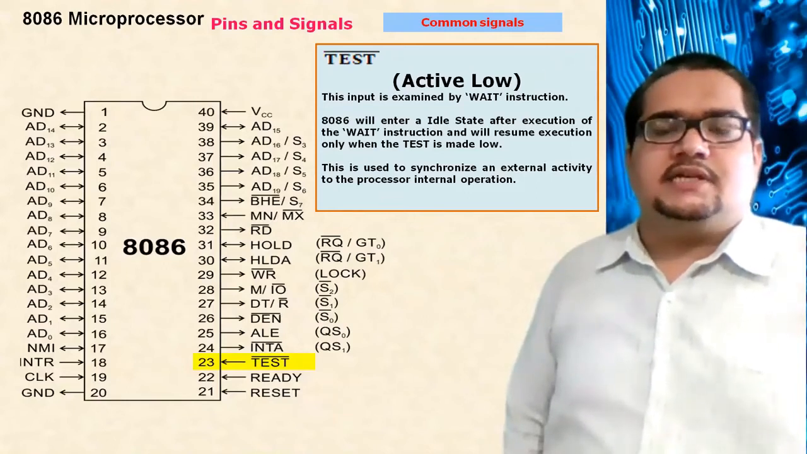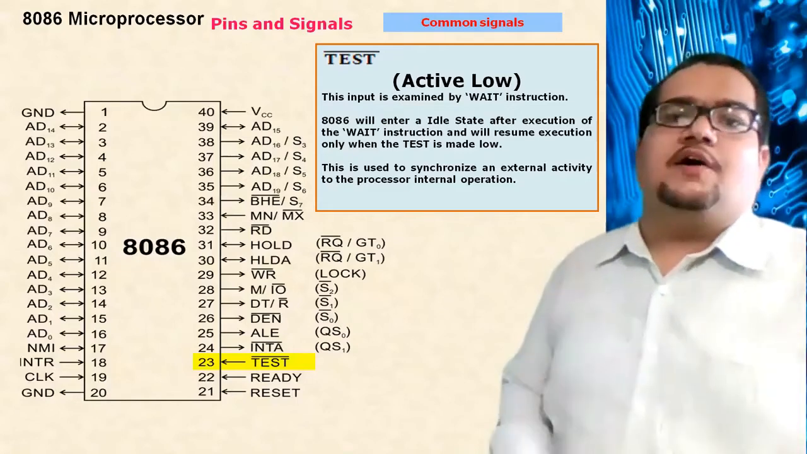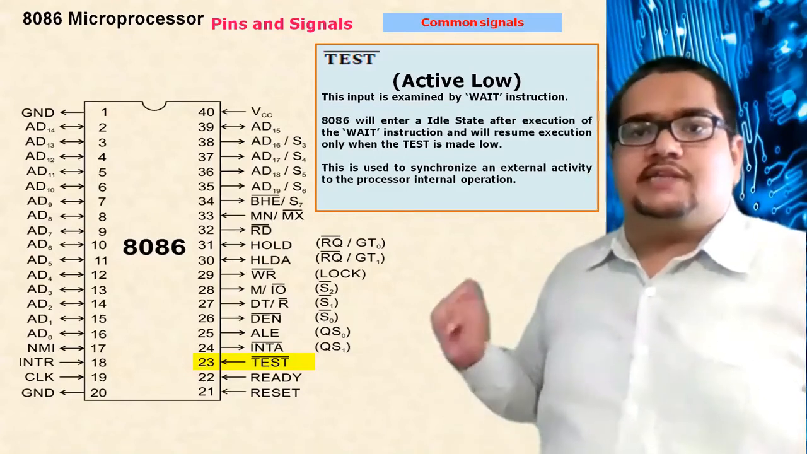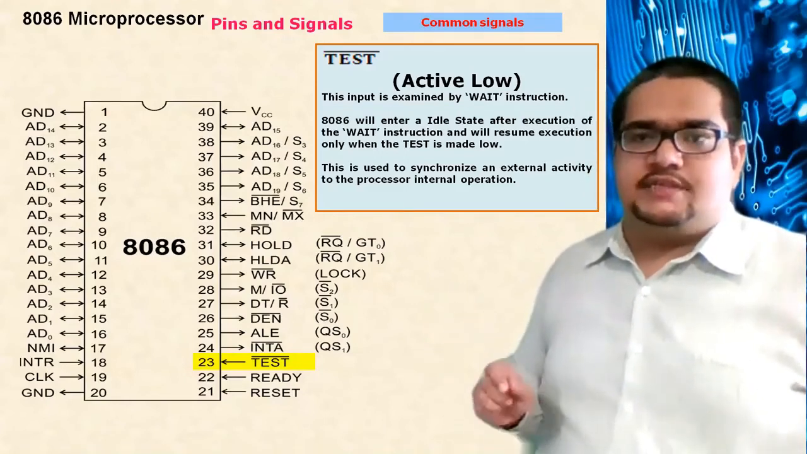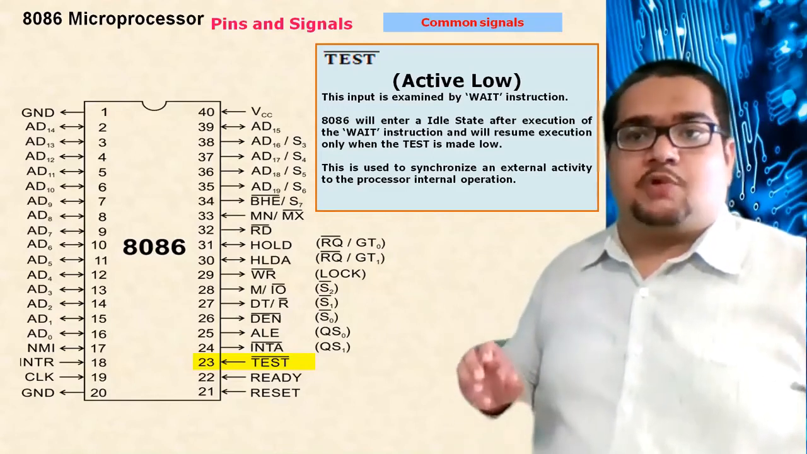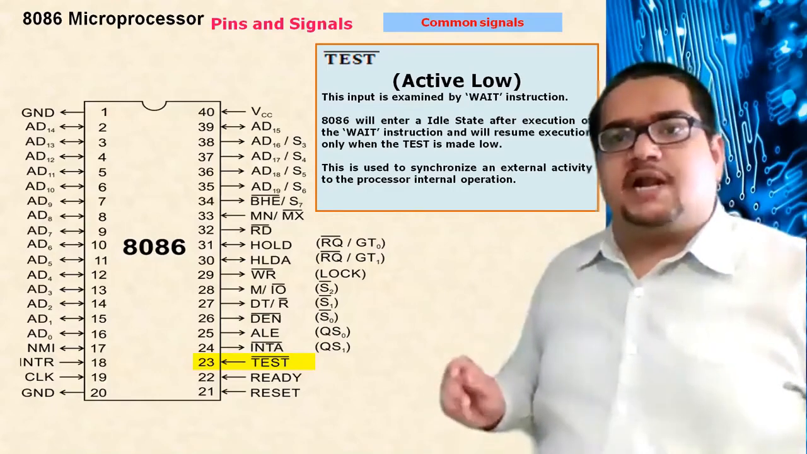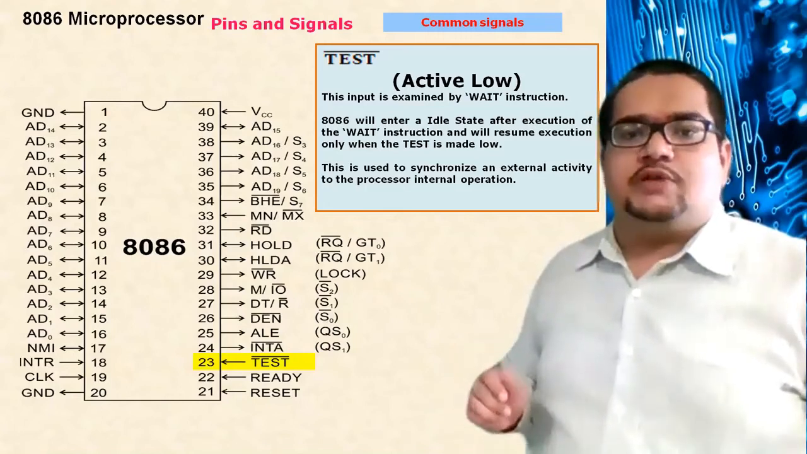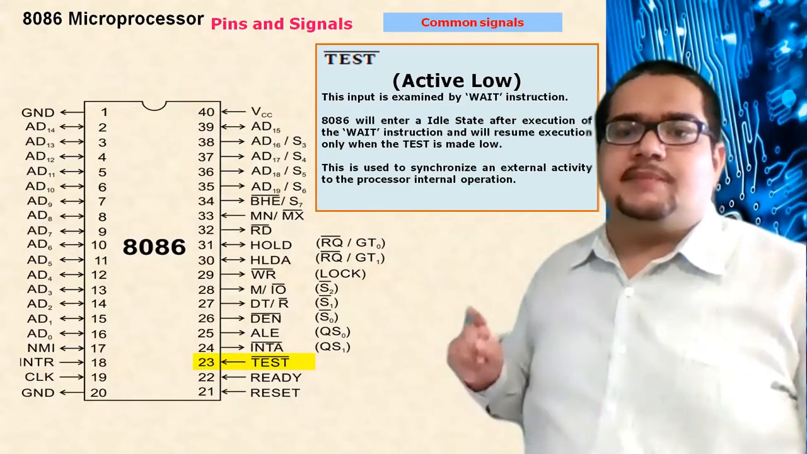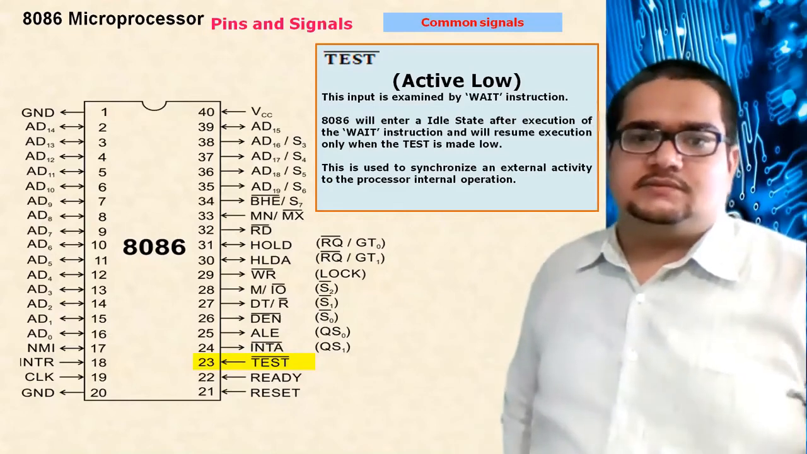Test signal. This signal is an input trigger to the processor. Whenever the processor goes into the waiting state, that is the idle state, when execution is done on the WAIT instruction, there is one instruction named WAIT. Whenever the processor executes this instruction, it goes into the idle state, and to bring it back to the normal state, we have to give a trigger on pin number 23, this test signal. A low signal on this line will make the processor come back to the normal state of working. Okay, that is test.